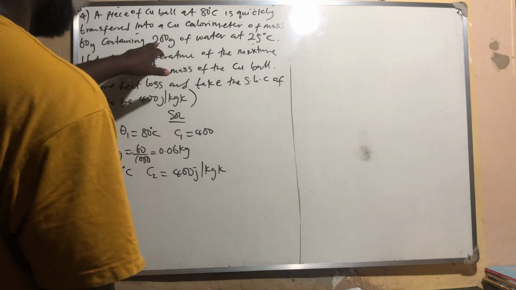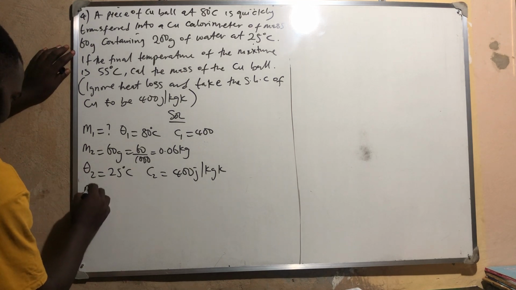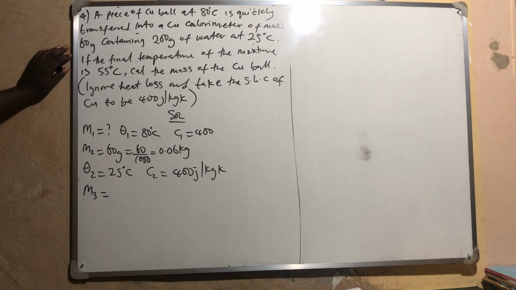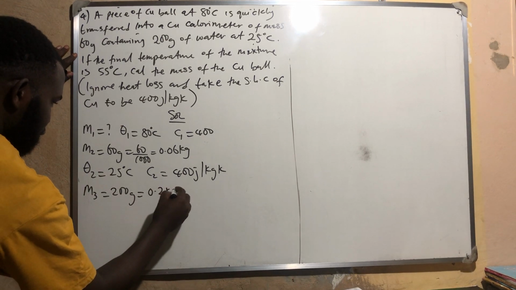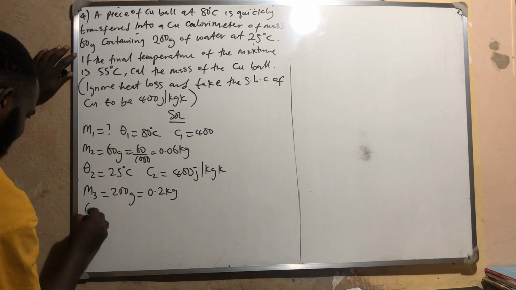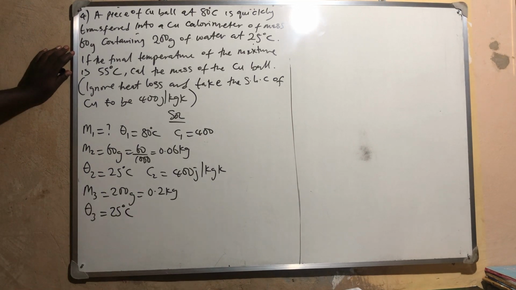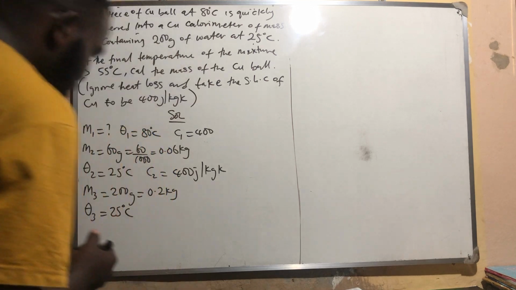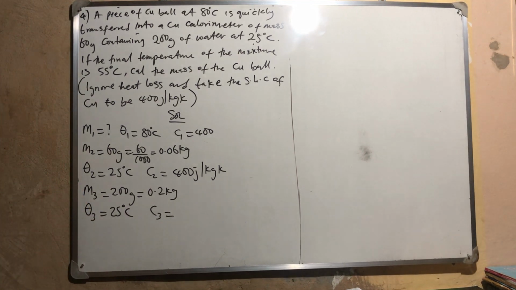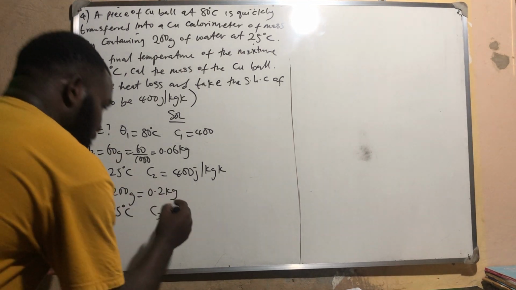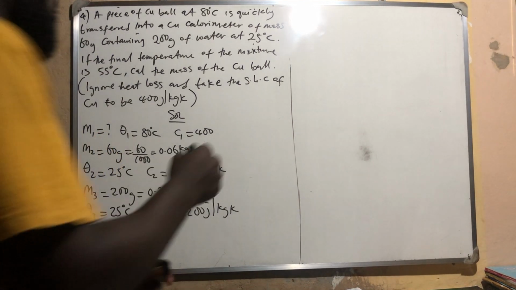Now, they say containing 200 grams of water. Let's use 3 for water. So M3 is the mass of the water, which is 200 grams, which is 0.2 kg, divided by 1000. Theta 3 is the temperature of the water, which is 25 degrees Celsius. Then C3 is the specific heat capacity of water. Even if you are given it or not, we know it as 4200 joule per kg per Kelvin. Don't forget. And then we are done.